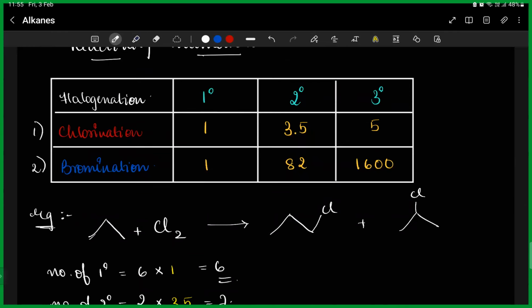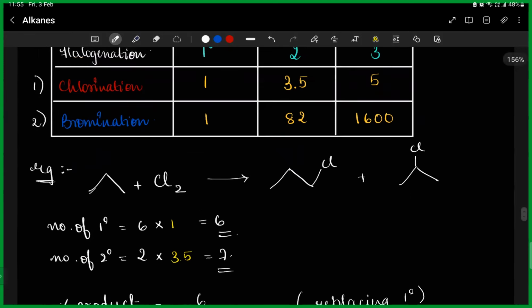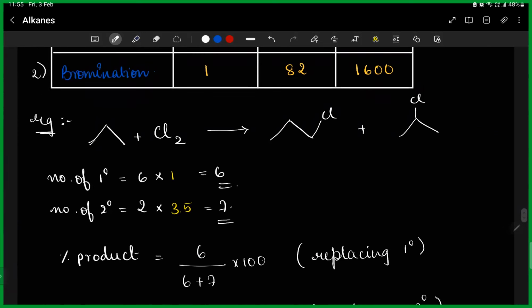For chlorination, the reactivity for 1 degree hydrogen is 1, for 2 degree hydrogen is 3.5, and for 3 degree hydrogen is 5. For bromination, it's 1, 82, and 1600. In some books, it is also given as 3.8, but for now we are taking 3.5. Now we are taking propane reacting with chlorine. Here it is replacing a primary hydrogen. Here it is replacing a secondary hydrogen.